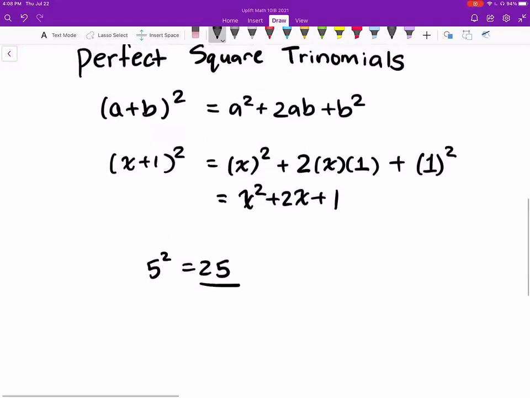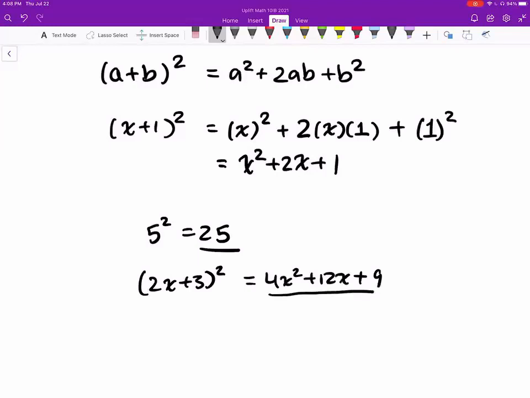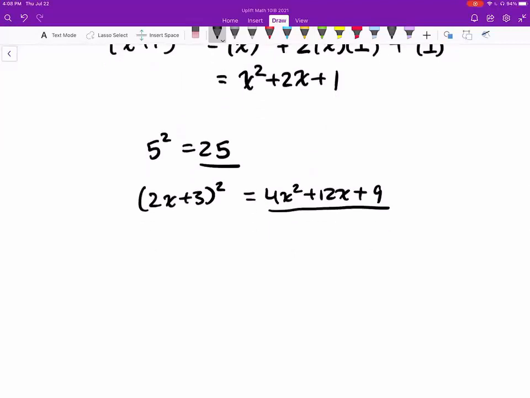However, in the case of trinomials, there isn't a number that could square itself to get a trinomial. So then we would say that a binomial squared can give you a trinomial. So for example, 2x plus 3 squared is equal to 4x squared plus 12x plus 9. So then we call this a perfect square trinomial. So in summary, a perfect square trinomial is a trinomial that can be expressed as a binomial multiplied by itself.